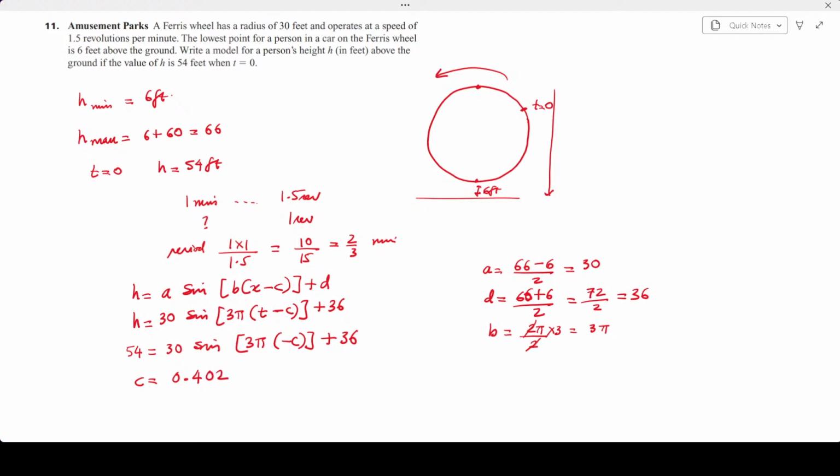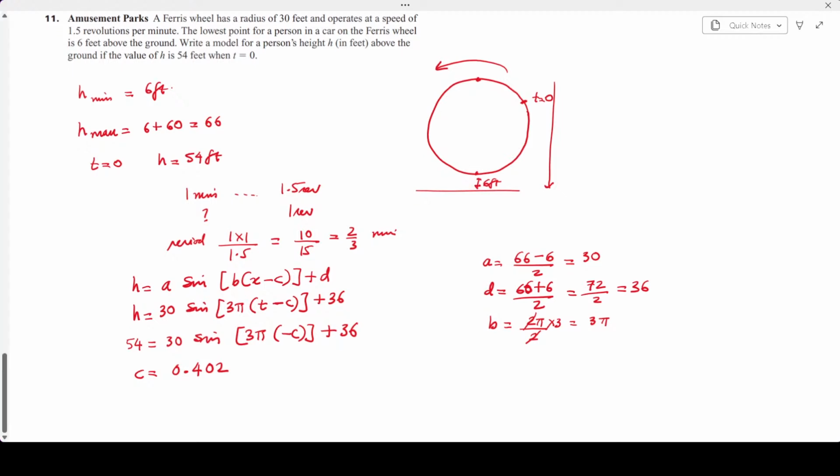So what will the model be then? H is equal to 30 sine of 3 pi, 30 sine t 3 minus pi, 0.402 plus 36. T is x or T, no?